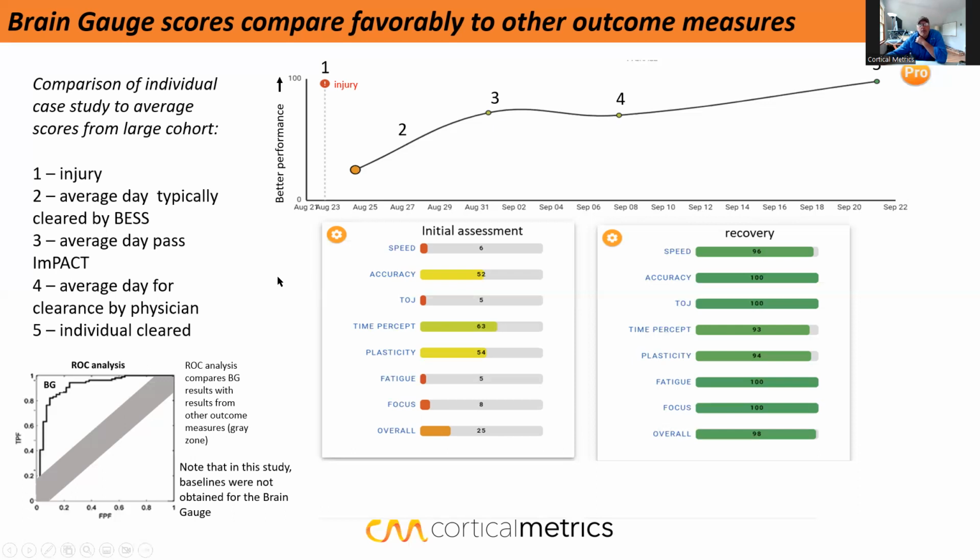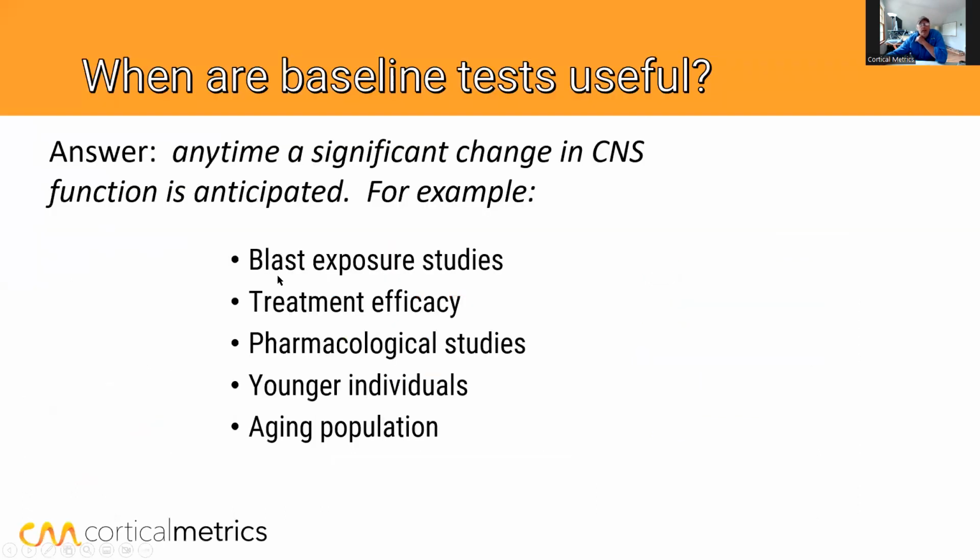But let's talk about when you should use a baseline. And the answer to that is anytime you anticipate a significant change in CNS function or in brain function. For example, blast exposure studies, they're not concussive. If you have a big blast exposure, you do get concussion, but you can get blast exposure from things like just exposure to heavy artillery. If you're looking at treatment efficacy, if you want to see if some treatment that you're giving a patient is working, or how well it is working?